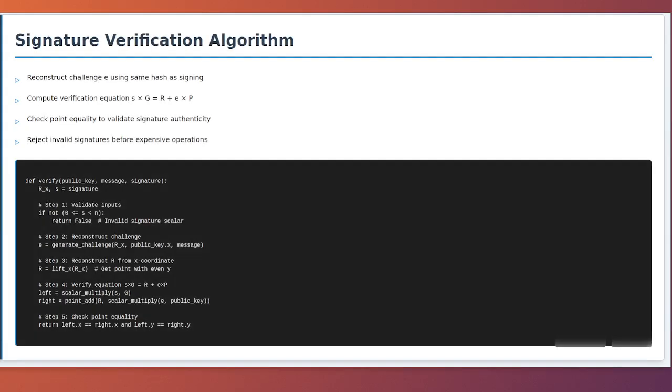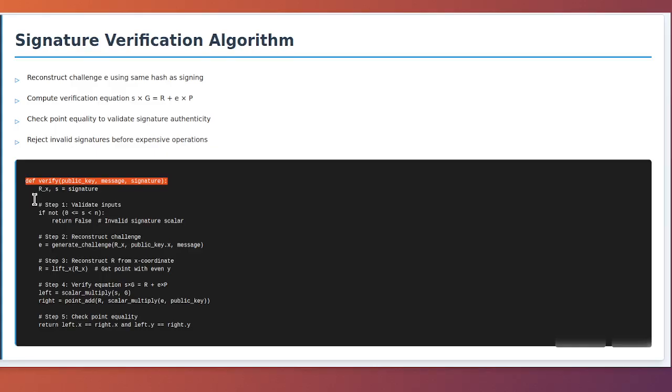Signature verification algorithm. The verification algorithm is the counterpart to signature generation and allows anyone with the public key to verify that a signature is valid for a given message. The verifier receives the signature components Rx and S, the message M, and the public key P. The goal is to check whether this signature could have been produced by the holder of the private key corresponding to P. The beautiful aspect of Schnorr verification is that it's mathematically clean and efficient compared to alternatives like ECDSA.